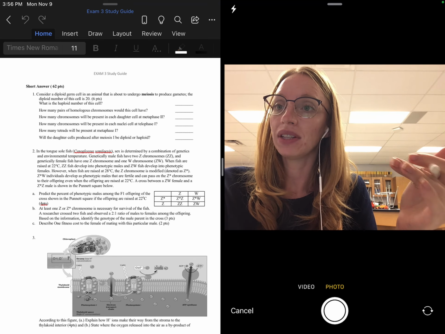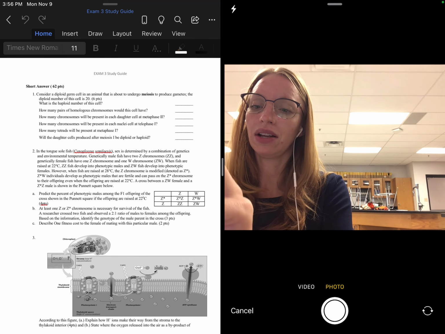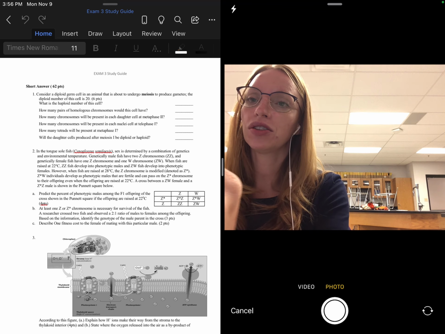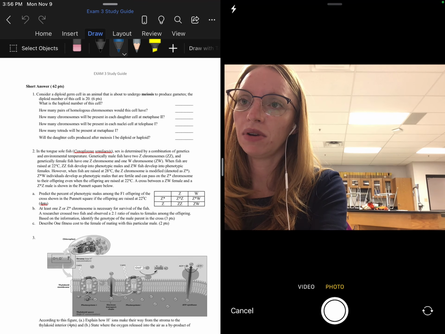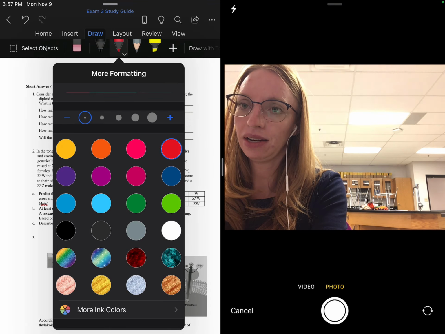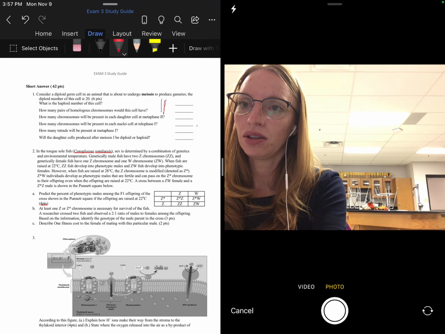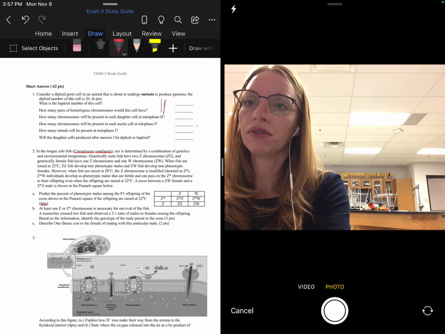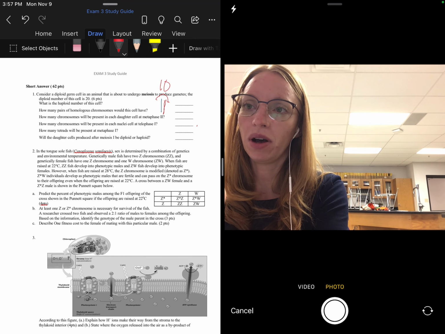The diploid number of the cell is 20. How many pairs of homologous chromosomes does this cell have? Now keep in mind, a homologous chromosome means that you have chromosome number 1 from mom and chromosome number 1 from dad, okay? So if you are a diploid number of 20, that means you have 10 pairs of chromosomes. So 10 sets, 1 from mom and 1 from dad.